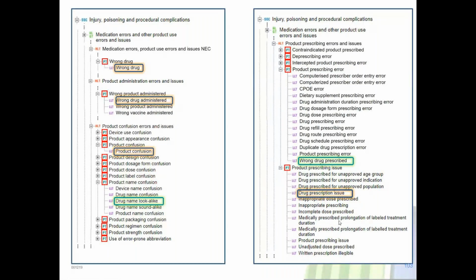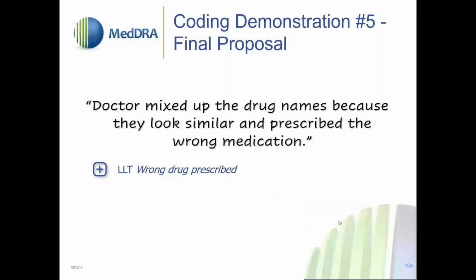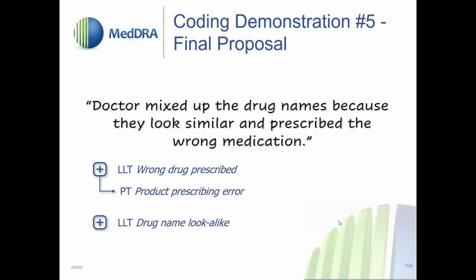So here we are. The correct code assignments would be wrong drug prescribed under product prescribing error, and the contributing factor needs to be captured as well, drug name look-alike under PT product name confusion. Do we have questions, Jane?